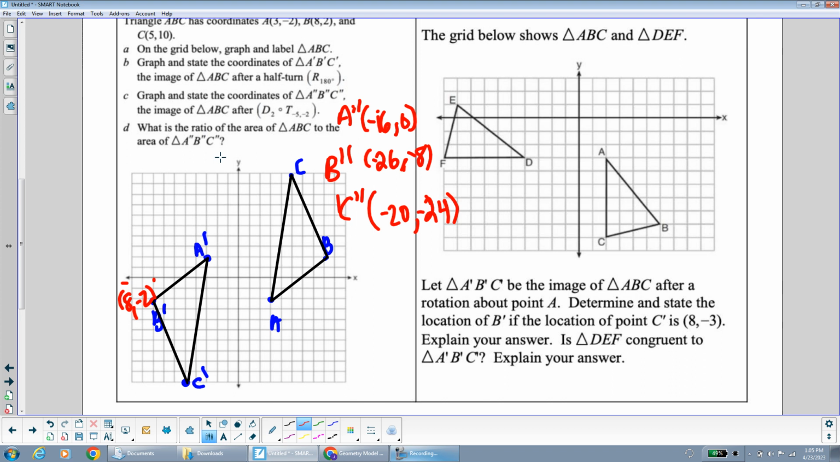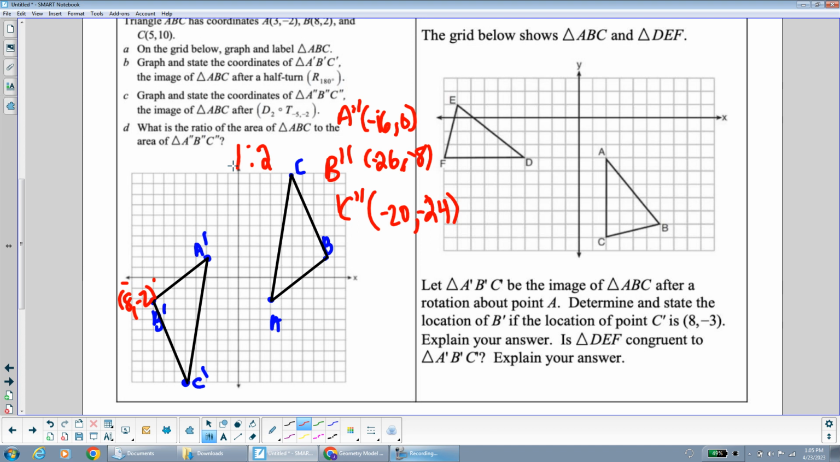There we go. So part D says, what is the ratio of the area of triangle ABC to triangle A prime, B prime, C prime? So the ratio of the area would be 2 to 1. Actually, I should probably write that as 1 to 2 because it's the original to the dilated one. So the ratio would be 1 to 2 because the dilated one is double the size of the original one. So I didn't even have to do anything to think about that one.